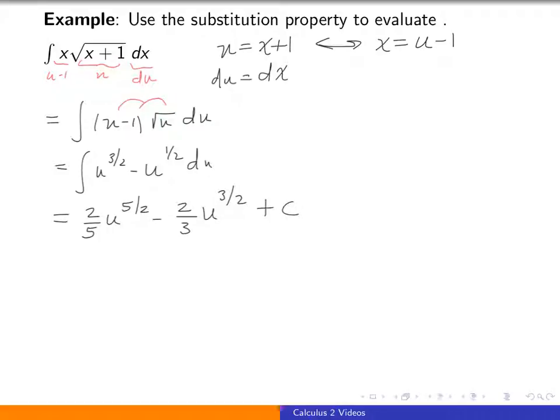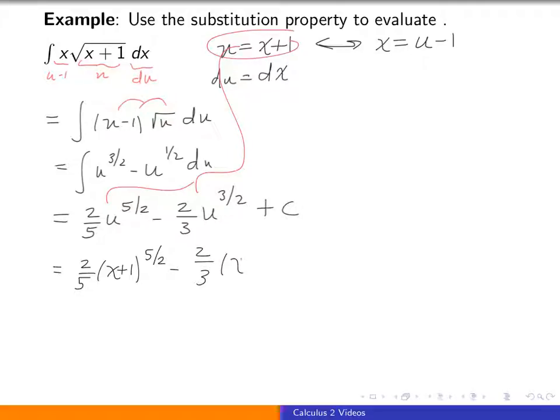And now we resubstitute. We need to take every u that we see and replace it with an x plus 1. So this becomes 2/5 (x plus 1) to the 5/2 minus 2/3 (x plus 1) to the 3/2 plus c. And as a reminder, every indefinite integral needs to have the plus c, and whatever the original variable of integration is, that is what your answer should be in terms of as well. Also throughout, we should be using good notation. Equal signs at each step, du's, dx's until we have evaluated.